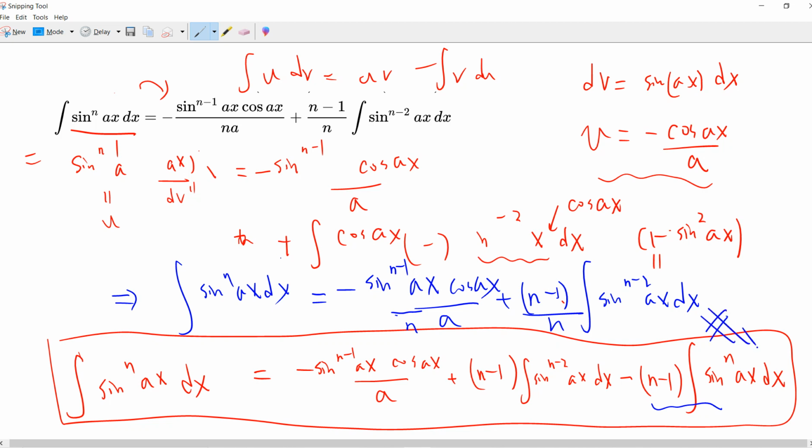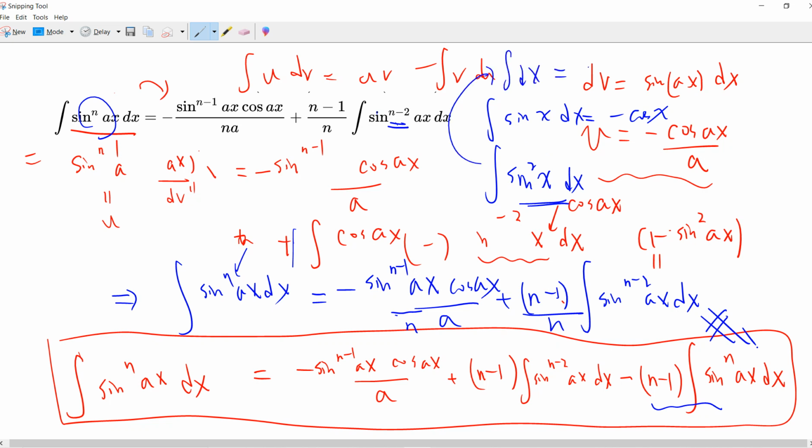So we get a recurrence formula relating the integral of sin^n ax to that of sin^(n-2). Once we know that the integral of sin x dx is minus cosine x, and the integral of dx is x, then once you know the first two, you can use this recursion formula to derive n equals 2 and n equals 3. So basically this formula already solves all the sin^n x dx integrals.